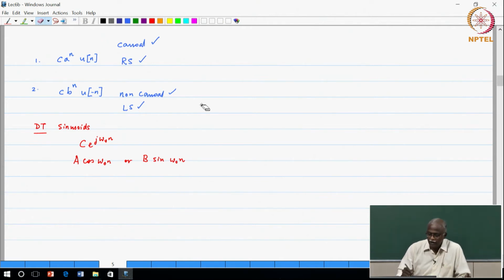Now, unlike continuous time sinusoids, these are not guaranteed to be periodic. Only under certain conditions on omega are they periodic, and again I just want to make sure that we are familiar with the basic definitions of periodicity for discrete time sinusoids.